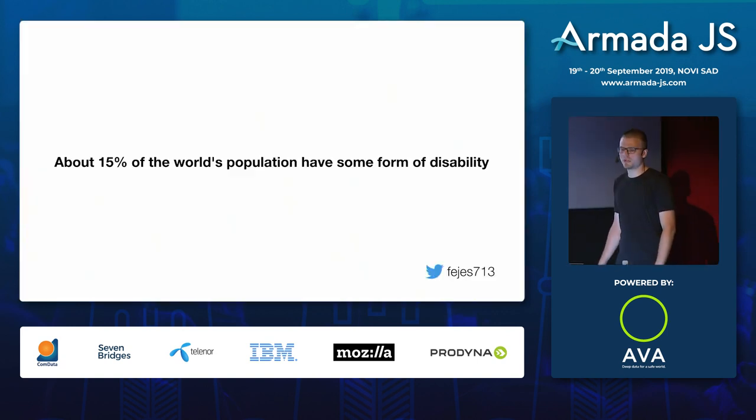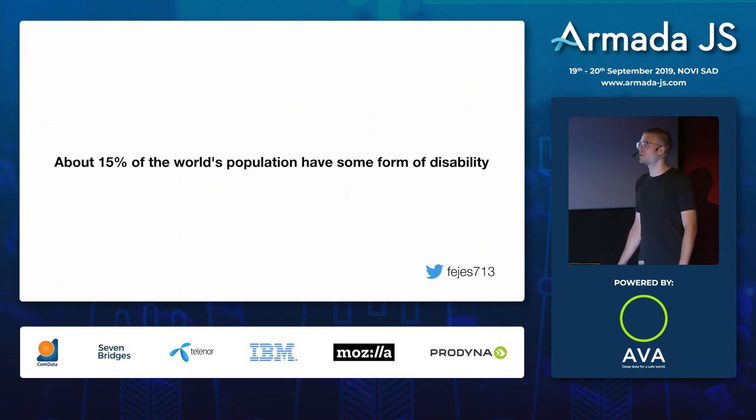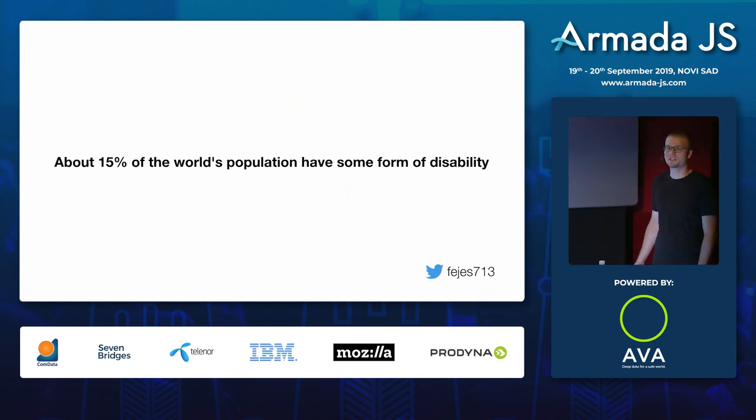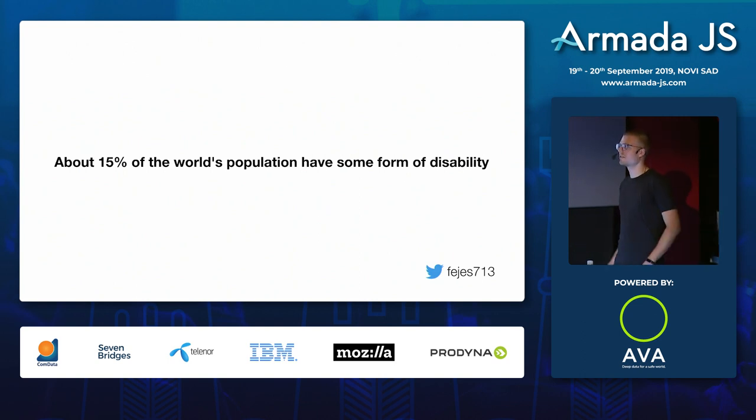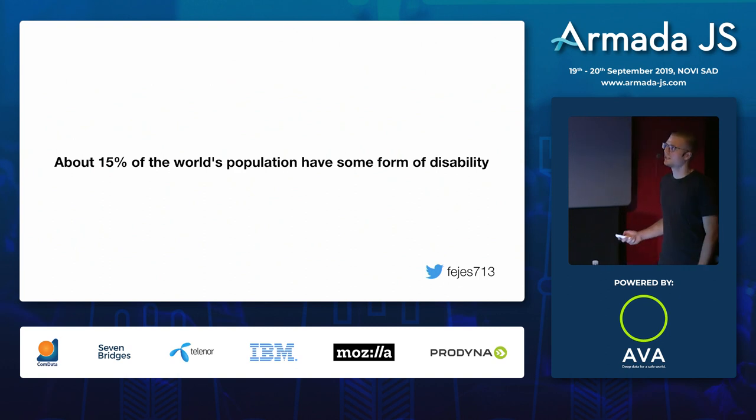About 15% of the world population is estimated to have some form of disability. I know it's a very huge number, but the World Health Organization that did this research also included elderly people, people with lower vision, and a bunch of other groups. So yeah, it's roughly 1 billion people that you might potentially miss.